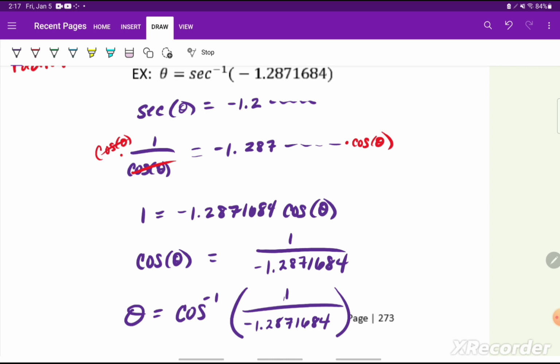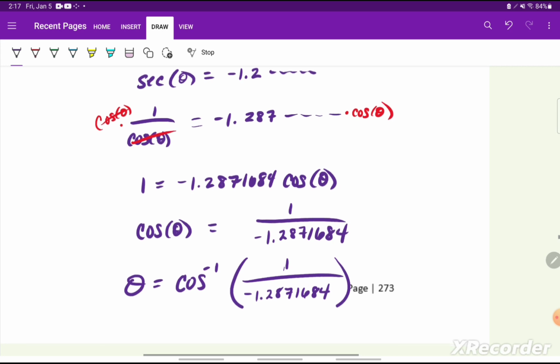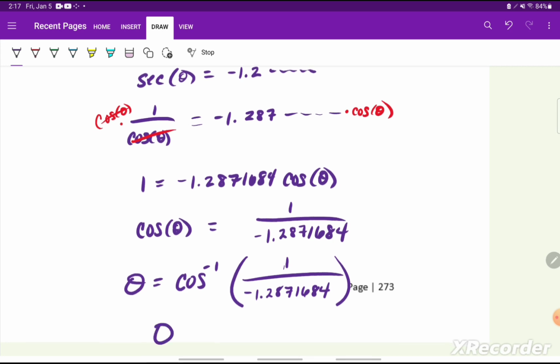Plugging into our calculator and rounding to the nearest thousandth, we get theta to be equal to 2.461 radian.